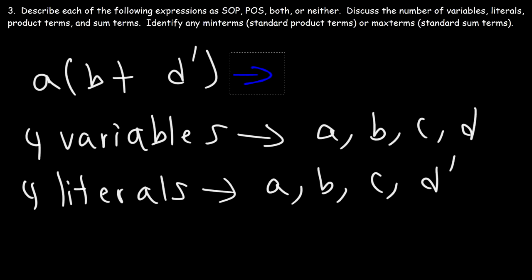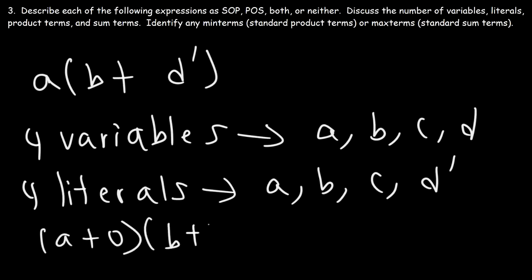Would you still say it's neither? Because this is now a sum term. When you have C here, this is no longer a sum term. But when you take away C, now we have a sum term. And A is considered a sum term. You can write that as A plus 0. So that's a sum term. And then B plus D prime, that's another sum term. So this is the product of 2 sum terms.